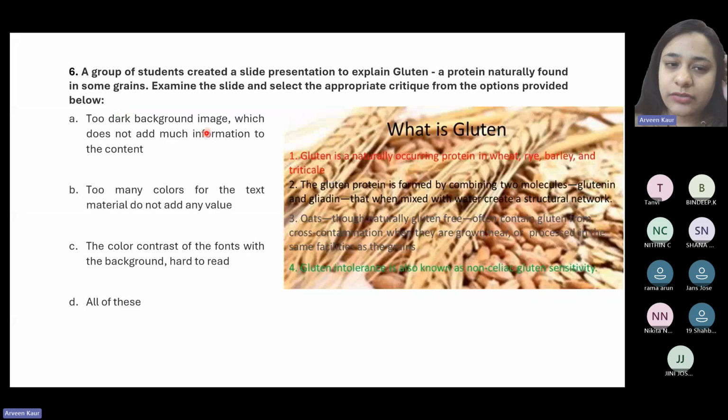So, too dark a background image which does not add much information to the content, right? Too many colors for the text material do not add any value. The color contrast of the fonts with the background is hard to read, or all of these.